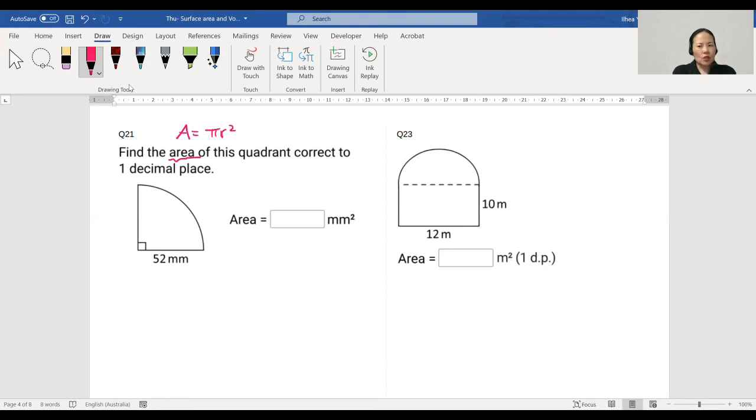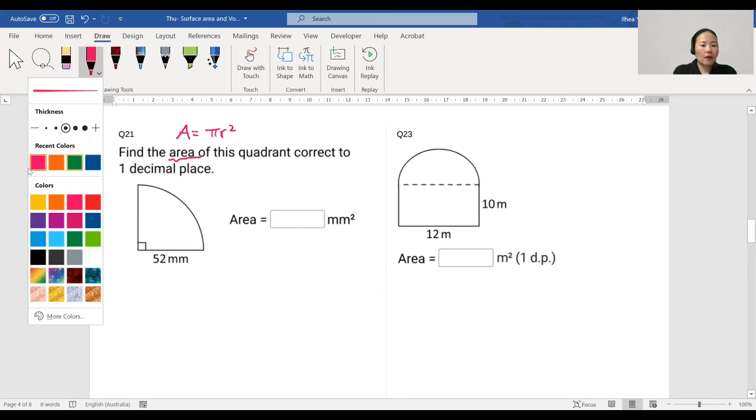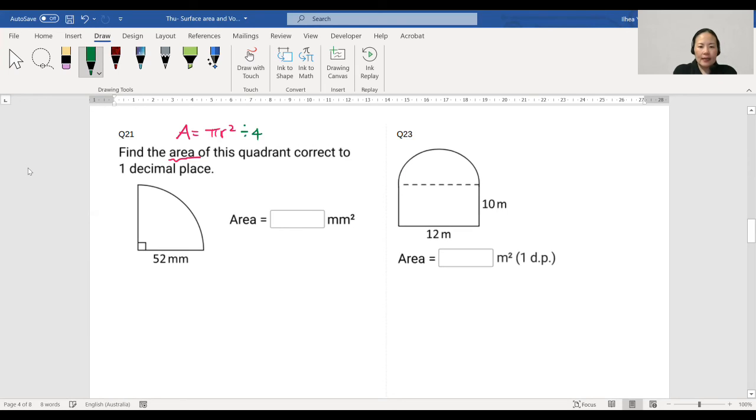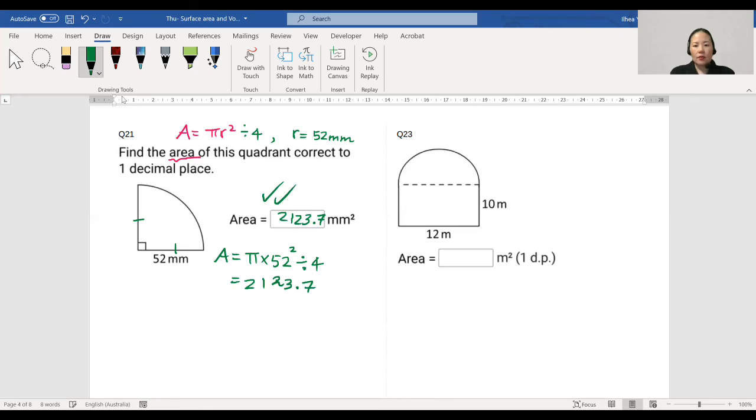Alia, what do I need to do? Divided by 4. Excellent. Now, what I need here is, as usual, the radius, 52 millimeters. That's all I need. A equals pi times radius, 52 squared, divided by 4. So, Alia, put that in your calculator and tell me, please. 2,123.7. Excellent.